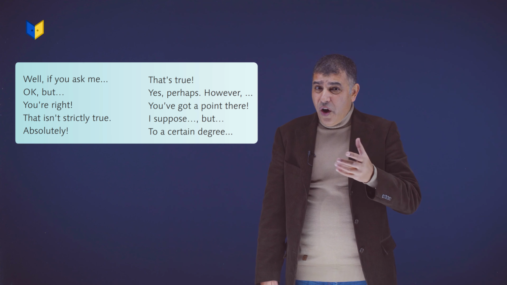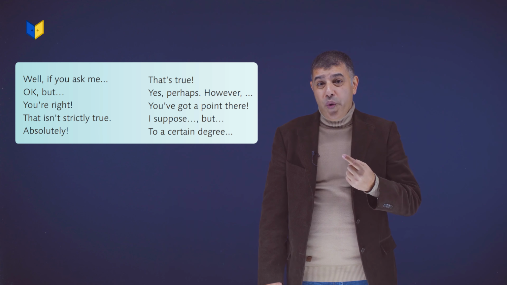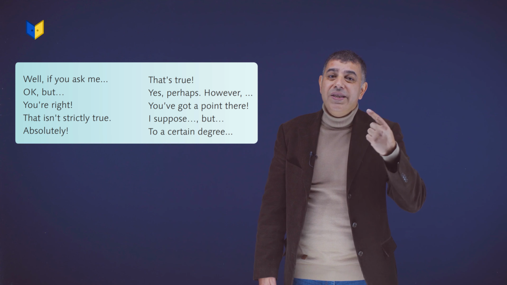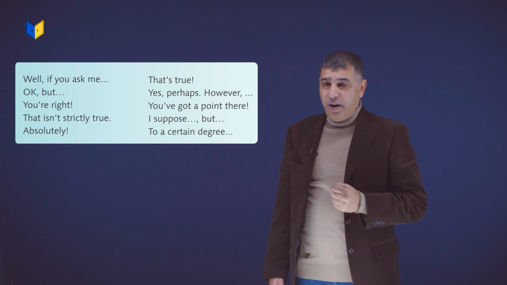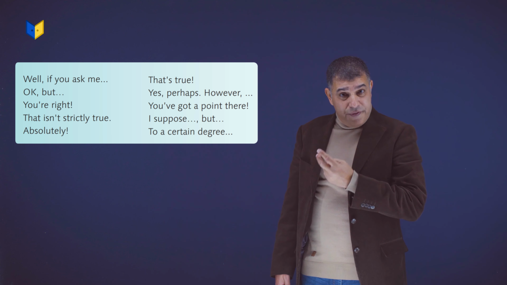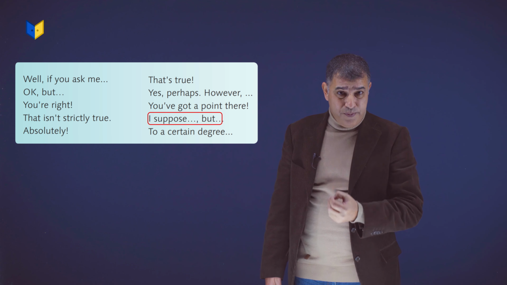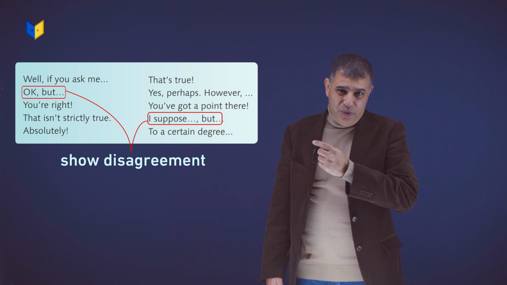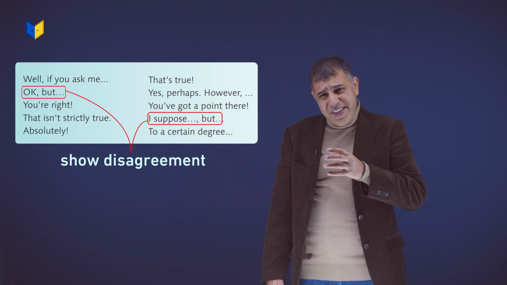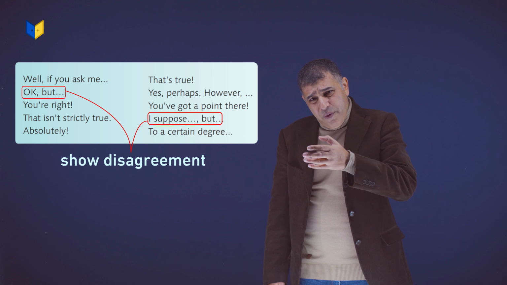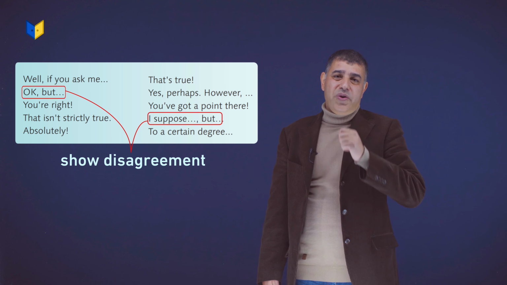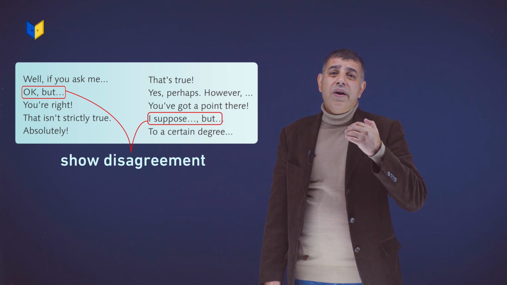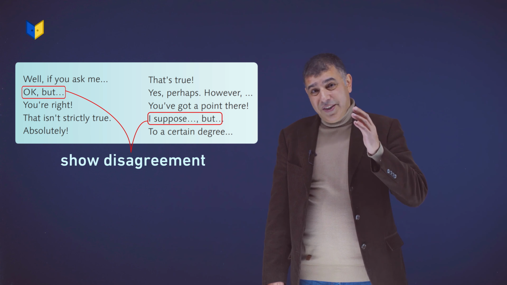Now, which of these expressions show agreement and which show disagreement? Now think carefully. The first 2 expressions, I suppose but and okay but, show disagreement, since we have but here. It seems that it shows agreement, but when we use but, that makes it disagreement. Now the rest of the expressions are used to show agreement. See you in the next part.